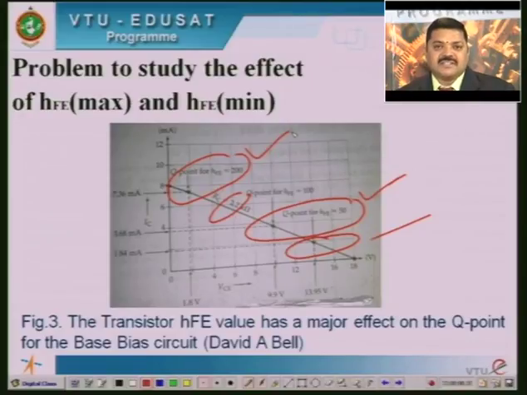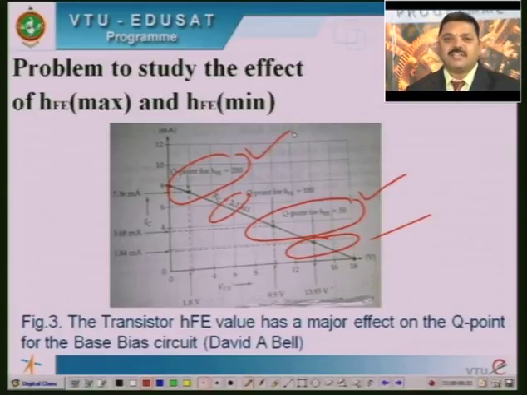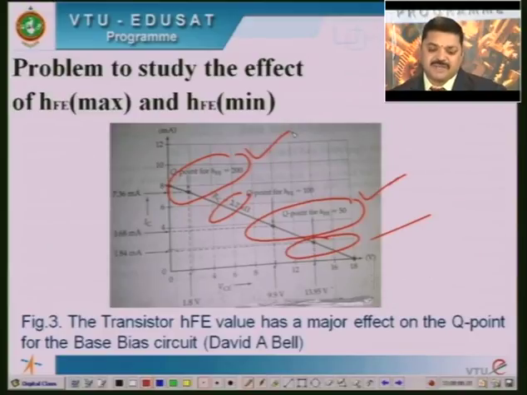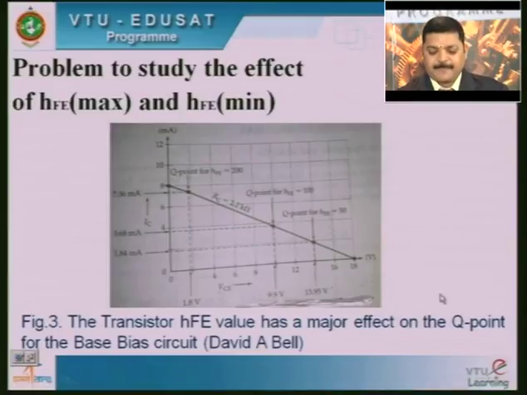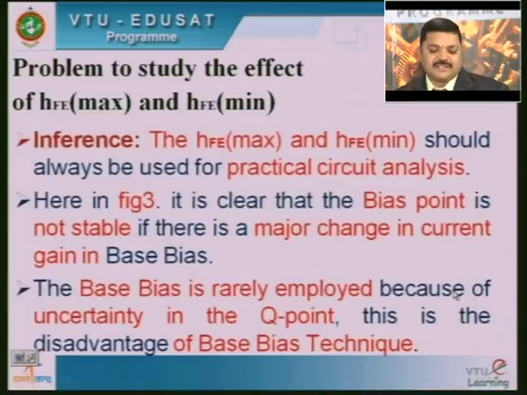There is an uncertainty in the operating point. When there is an uncertainty in the operating point, we may not get the faithful amplification, we always get unfaithful amplification. That is the major disadvantage of fixed bias circuit. So, what is the inference? The inference here is that HFE max and HFE min should always be used for practical circuit analysis.